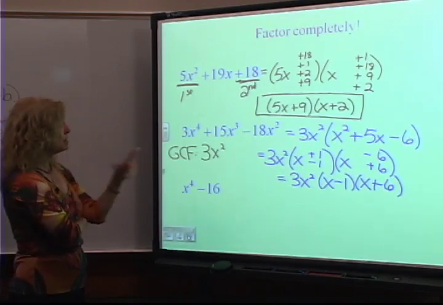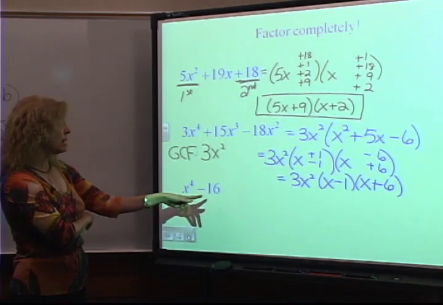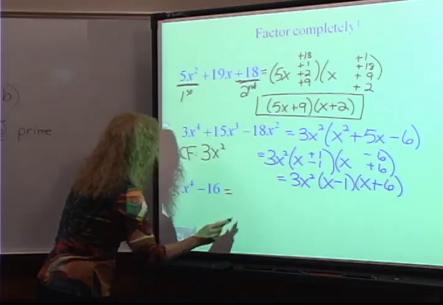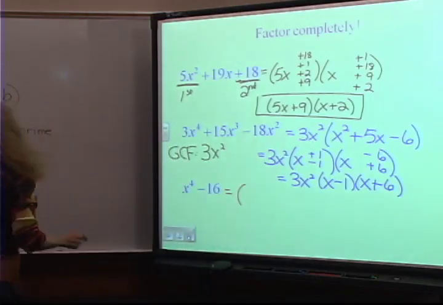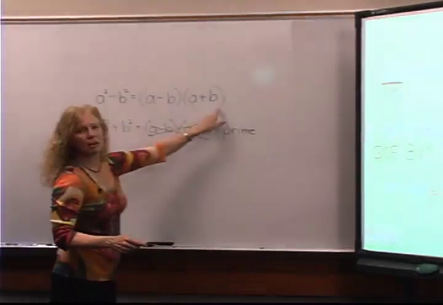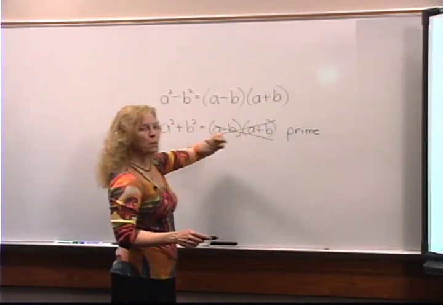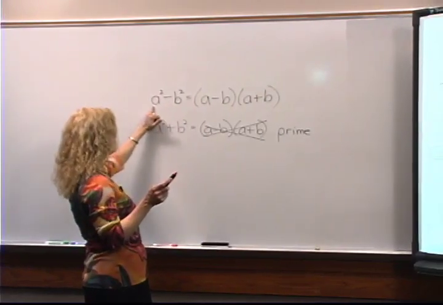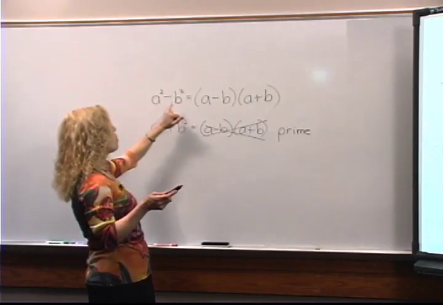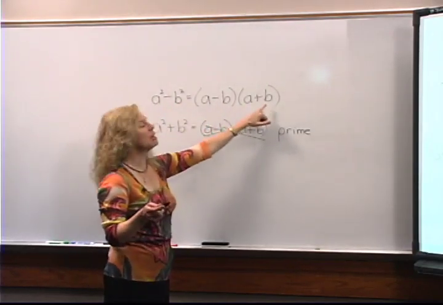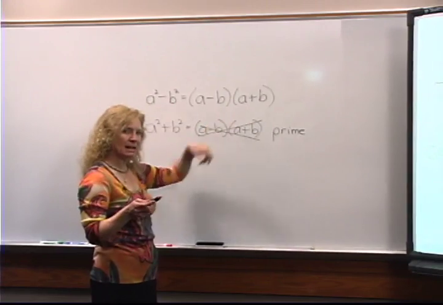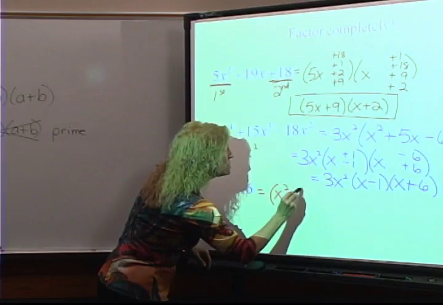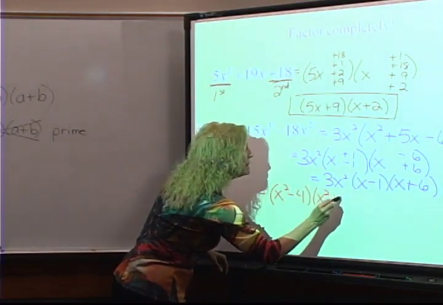X squared. Something times itself gives me 16? 4. Okay, so this would be our old difference of squares right here. And what's really nice is once you recognize that you have a difference of squares, it factors very quickly. What squared gives you the first term? What squared gives you the second term? One of them is plus and one of them is minus. Okay, so this is going to be x squared minus 4, x squared plus 4.